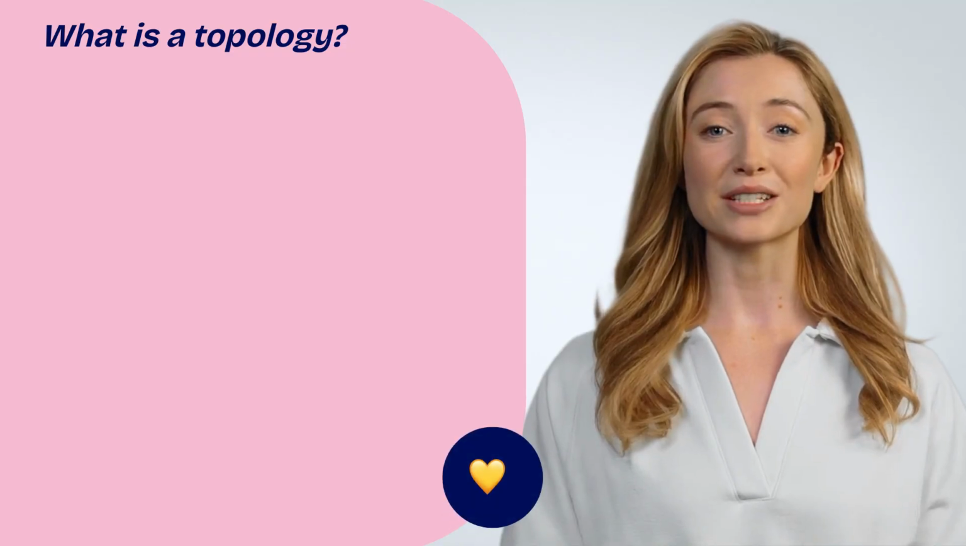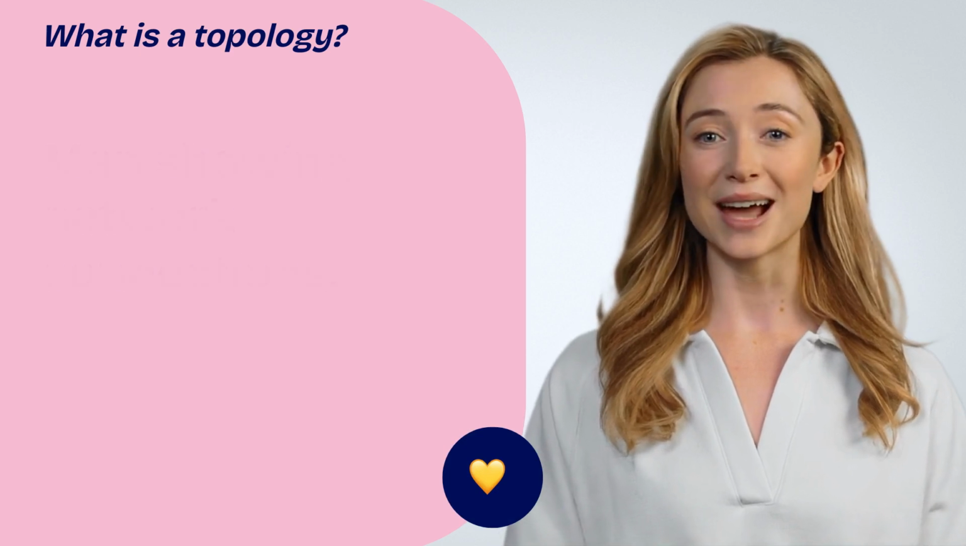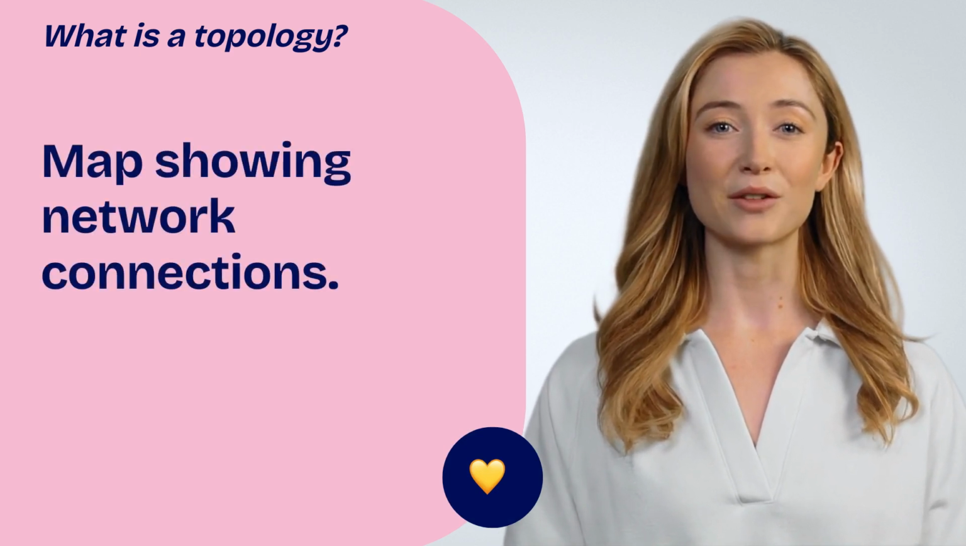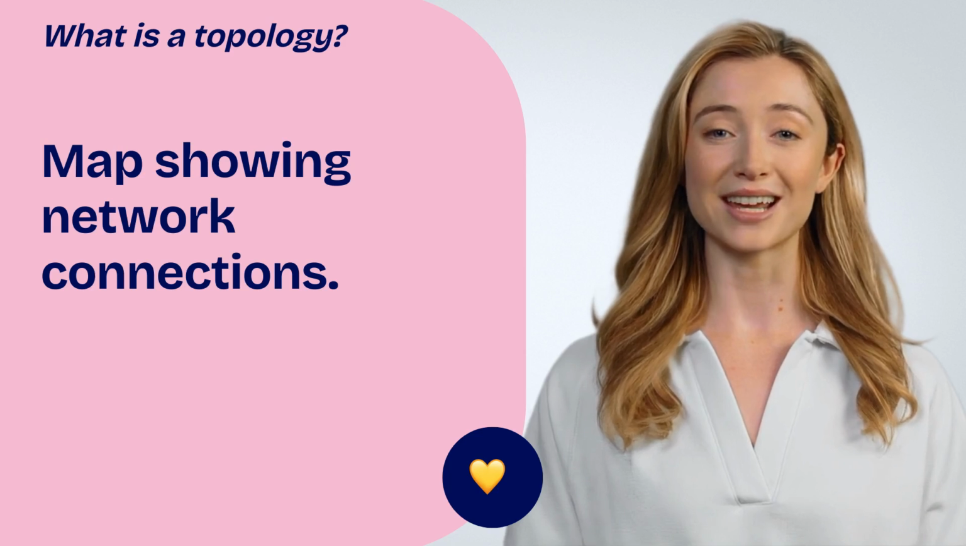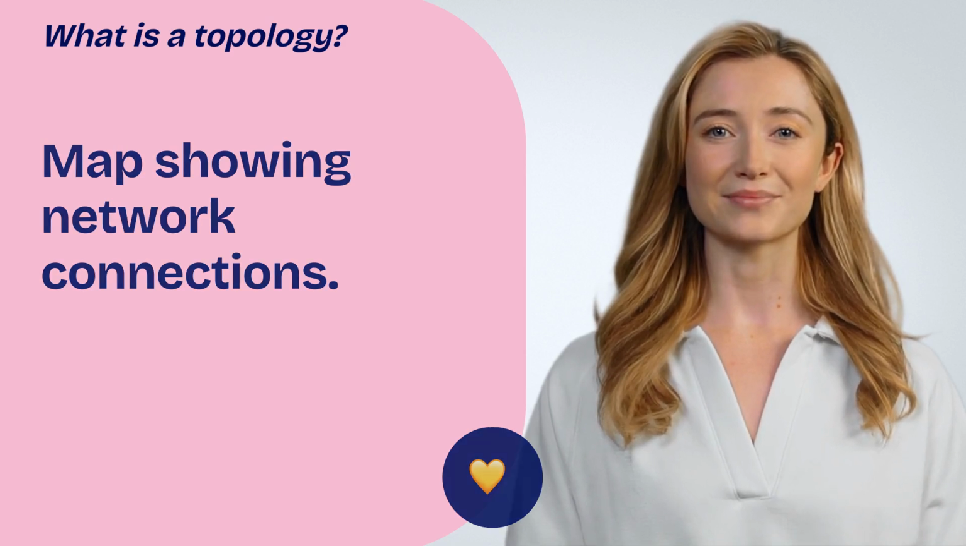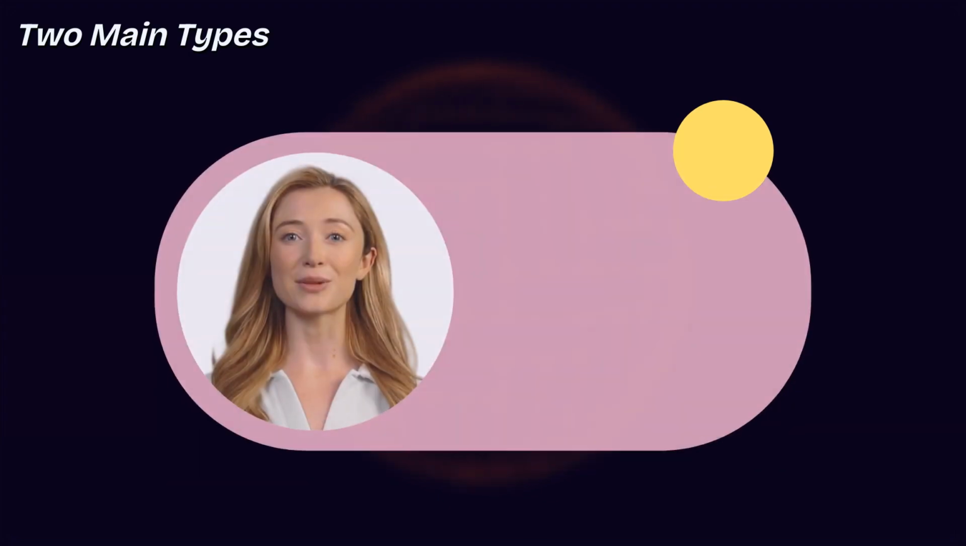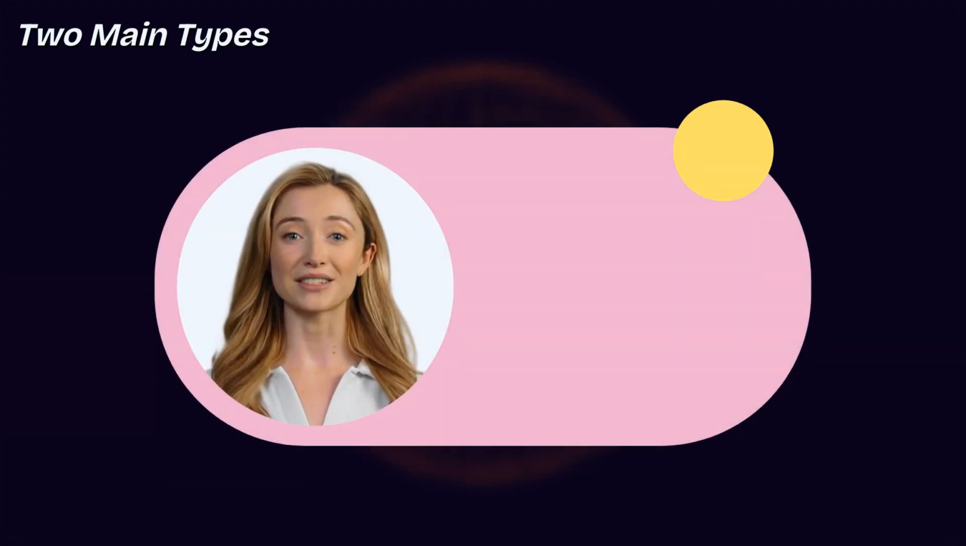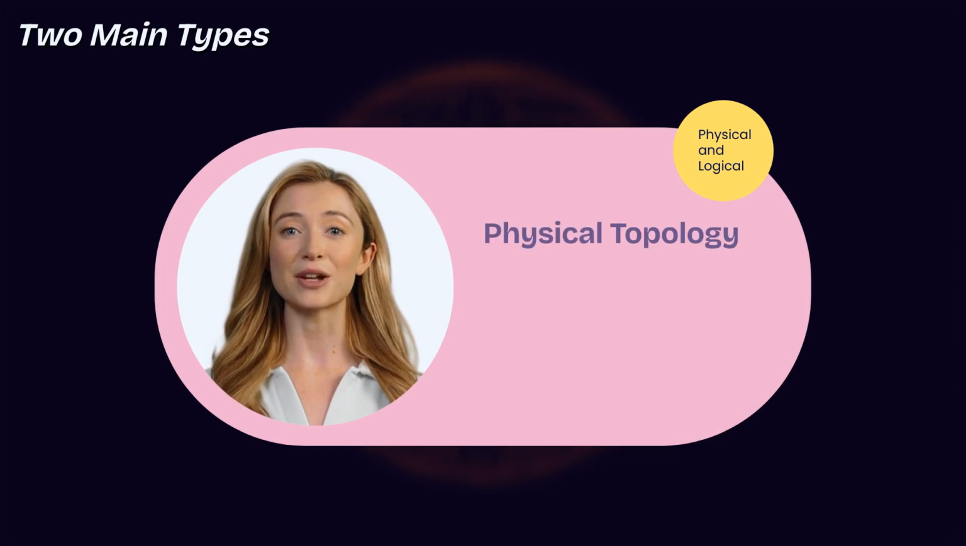First up, let's talk about what a topology is. Think of it like a map that shows how all the pieces in a network are connected. It's like figuring out the relationships between the stars in the sky or the roads in a city. We've got two main types of topologies in networking, physical and logical. Let's start with the physical.